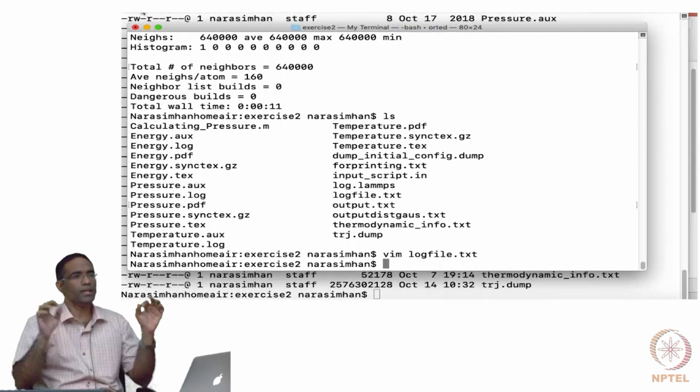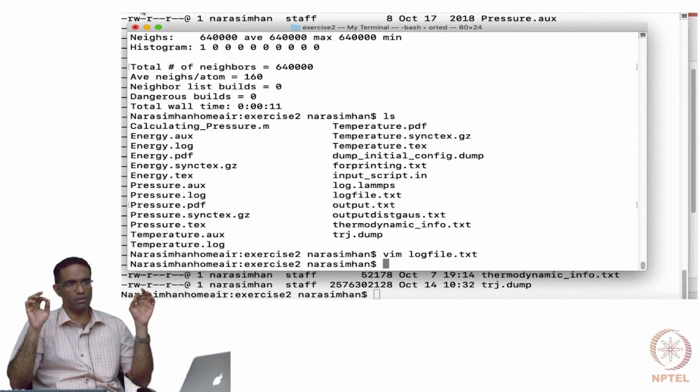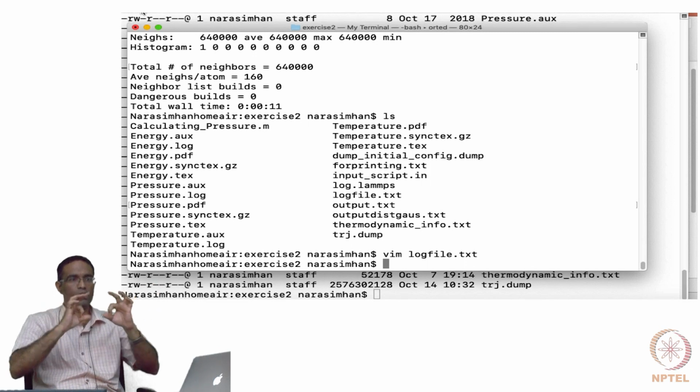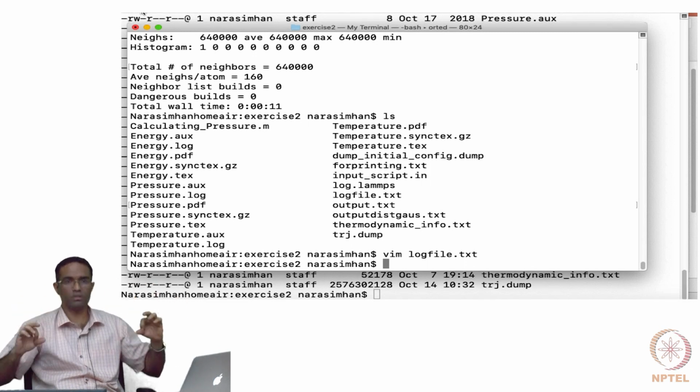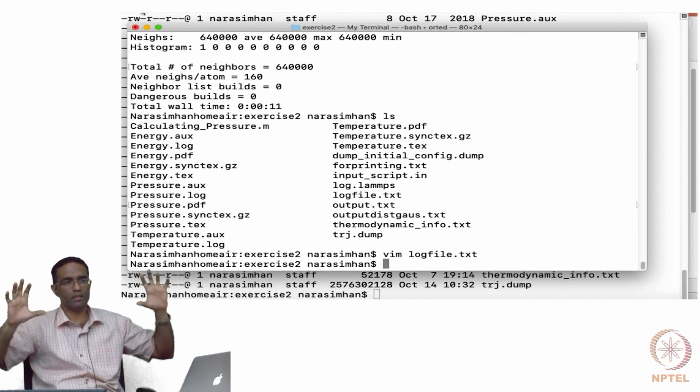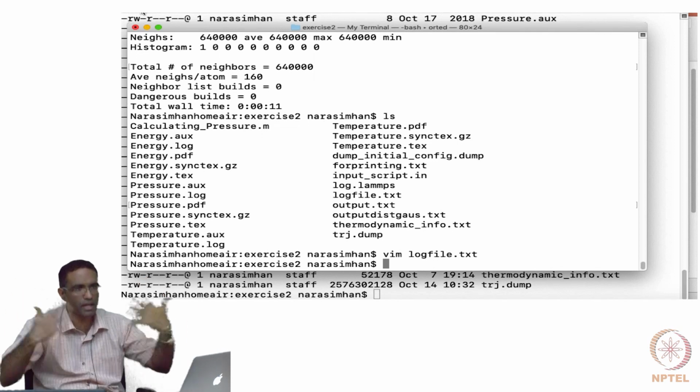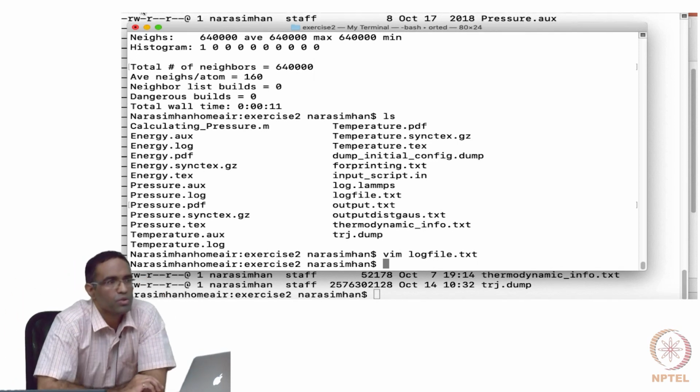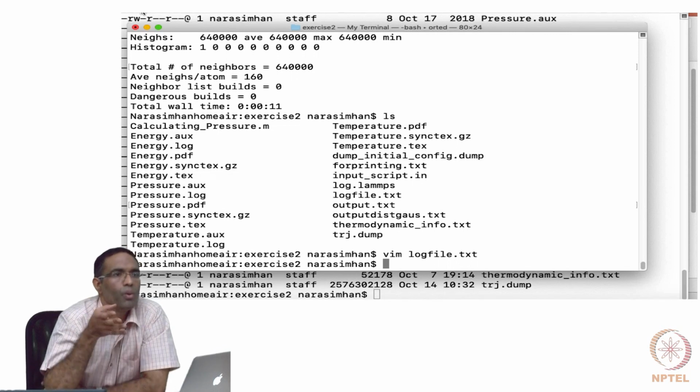So what did we do now? We set the temperature to about 300 Kelvin. That means we have initialized the velocities of all the atoms, which are sitting in their equilibrium positions. We set the velocities of all the atoms to reflect 300 Kelvin, and then we started integrating the equations of motion. So the question now is, what does the temperature turn out to be? What does the pressure turn out to be? And what is the energy of the system?